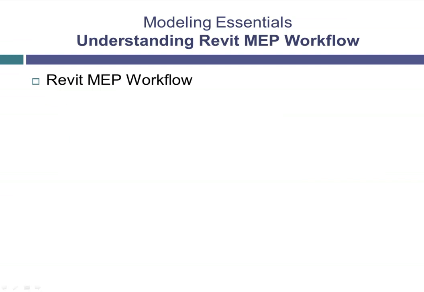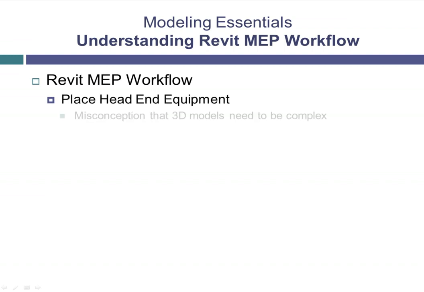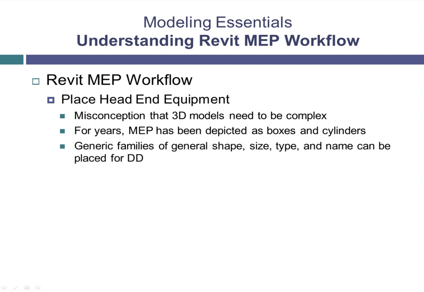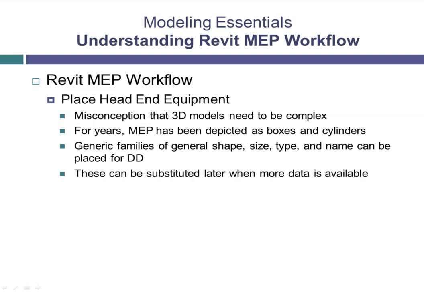Once you have calculated initial loads, you can begin placing head-end equipment. There is a misconception that all objects in Revit need to be modeled in a very complex way. For years, mechanical and electrical engineers have depicted equipment as boxes and cylinders. Certainly for the design intent stage of the project, generic mechanical and electrical equipment of the appropriate Revit category, physical size, and name can be placed in the model quickly. Later on, the head-end equipment can be substituted for more detailed equipment.